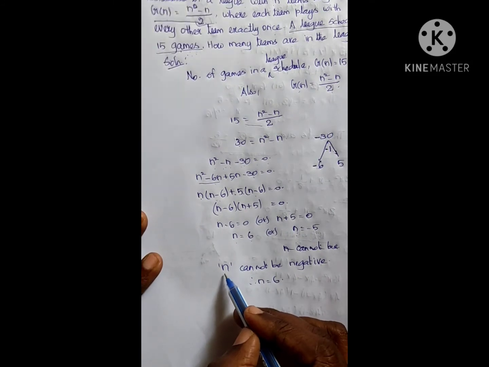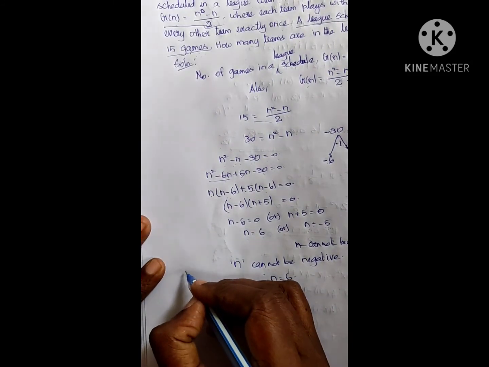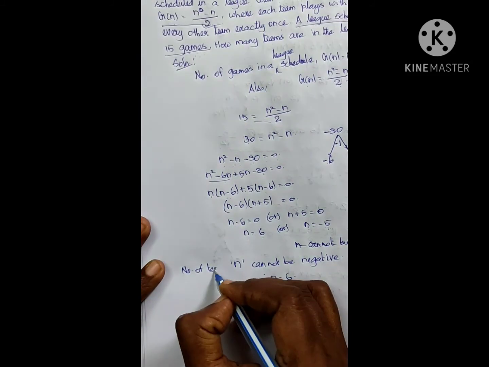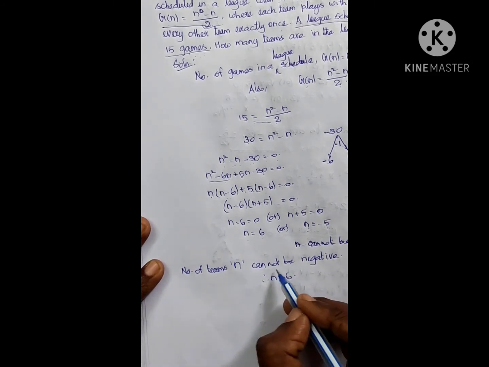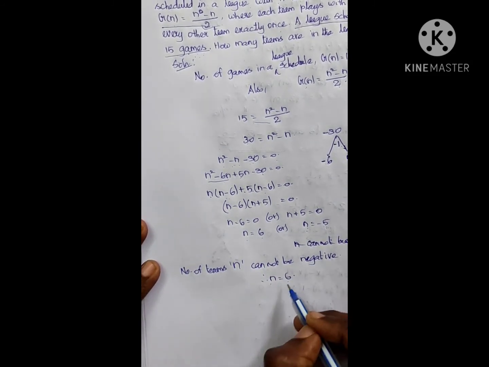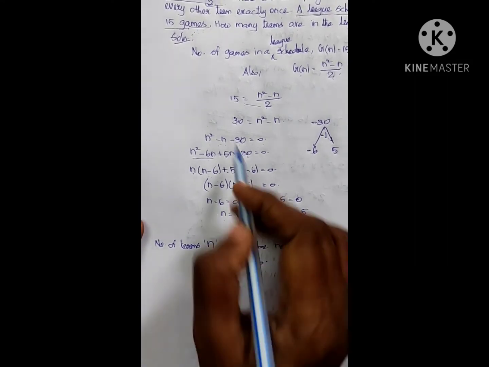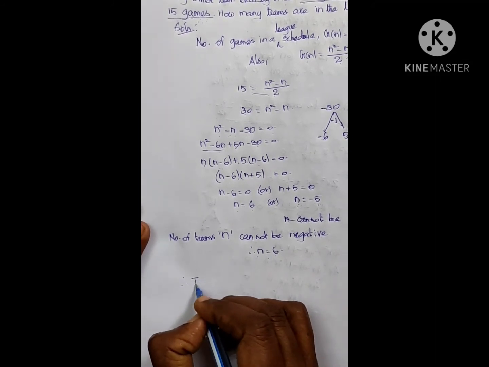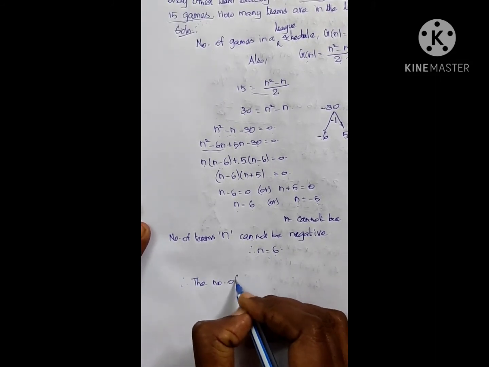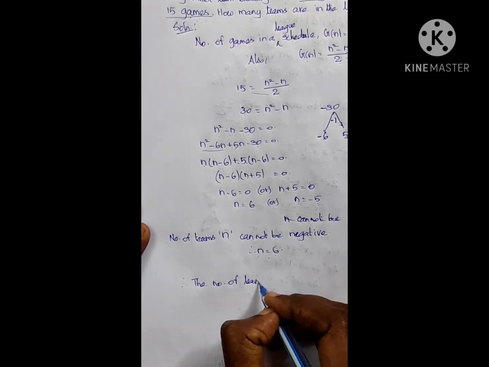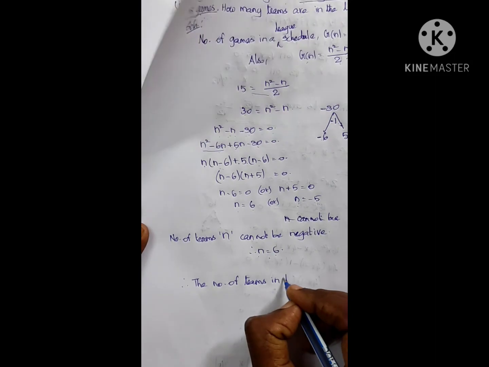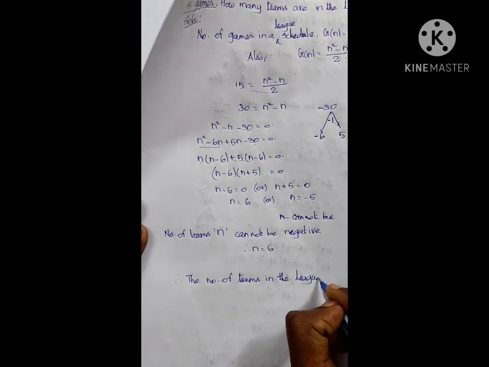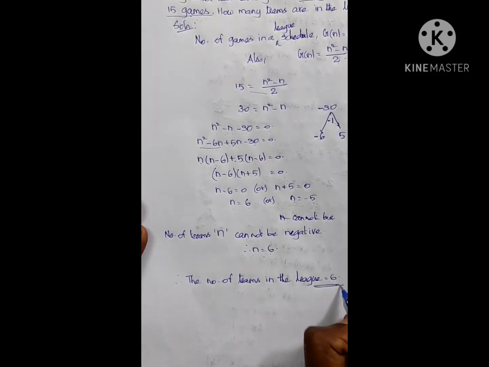So, here n represents number of teams. Number of teams, n cannot be negative. Therefore, n equal to 6. Therefore, the number of teams in the league equal to 6. This is the answer.